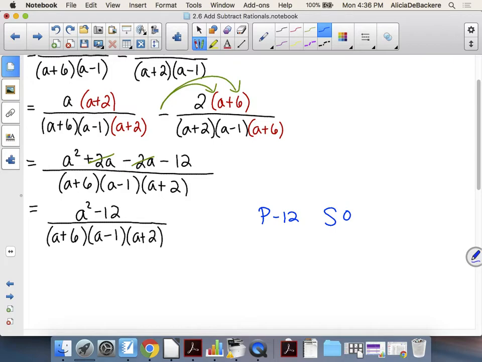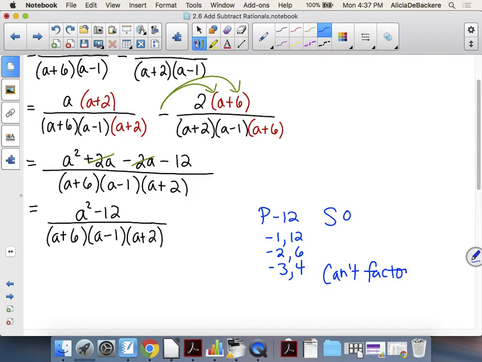So when I think through all the products that give me negative 12, like negative 1 and 12, negative 2 and 6, negative 3 and 4, I notice that none of those are going to give me a sum of 0, even if I swapped the negatives to the other side. So I cannot factor.